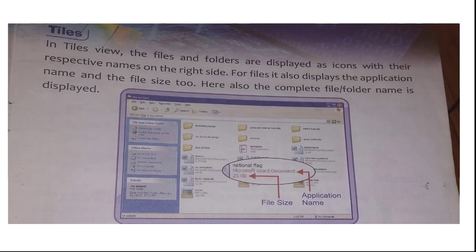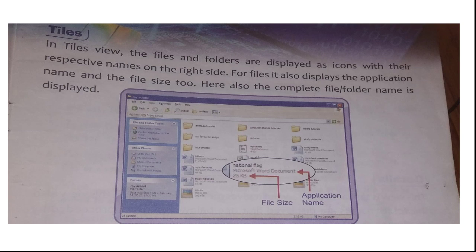Then this is the tiles view. In the tiles view, the files and folders are displayed as icons with their respective names on the right side. For files, it also displays the application name and the file size too. Here also the complete file and folder name is displayed. The tiles format would appear like this.